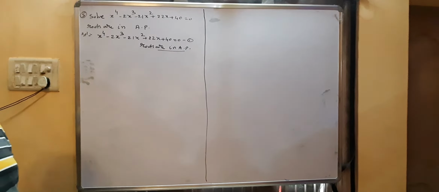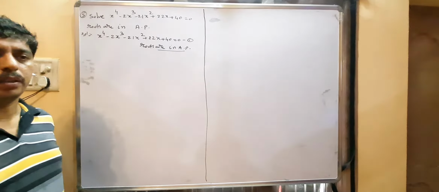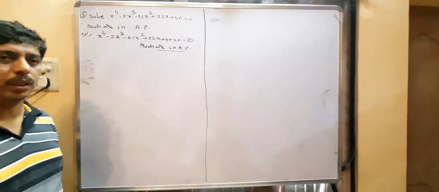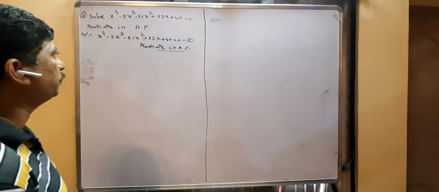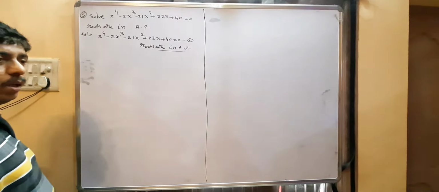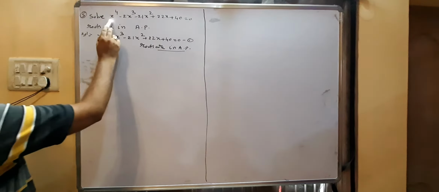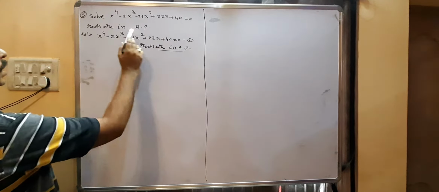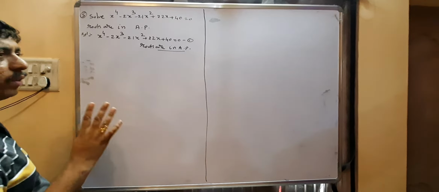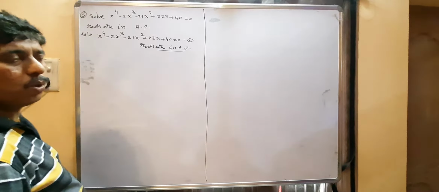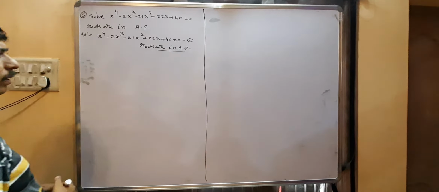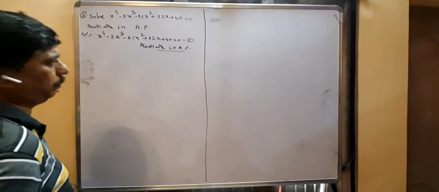Up to now we saw third degree equations: roots are in AP, roots are in GP, roots are in HP. That part is over. Now coming to the given question, a fourth degree equation whose roots are in AP. A fourth degree equation has four roots. Those four roots are in AP, which means the common difference of the roots is the same.